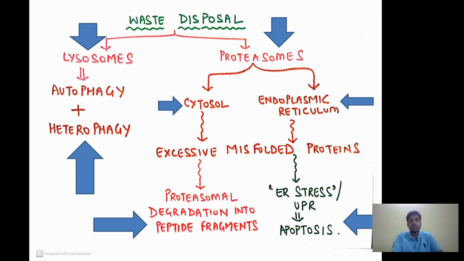wherein the cell death will occur by the mechanism of apoptosis. So you have to remember that waste disposal can occur at two levels. One is the lysosomes, another one is the proteasomes. At the level of the lysosomes, we have autophagy and heterophagy, whereas at the level of the proteasomes, excessive misfolded proteins at the level of the cytosol will undergo degradation into peptide fragments by the proteasomes, whereas at the level of the endoplasmic reticulum, the excessive misfolded protein is going to trigger ER stress or unfolded protein response, wherein the cell death will occur by apoptosis.